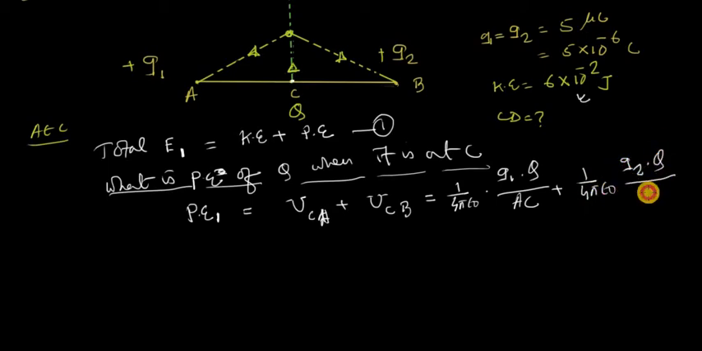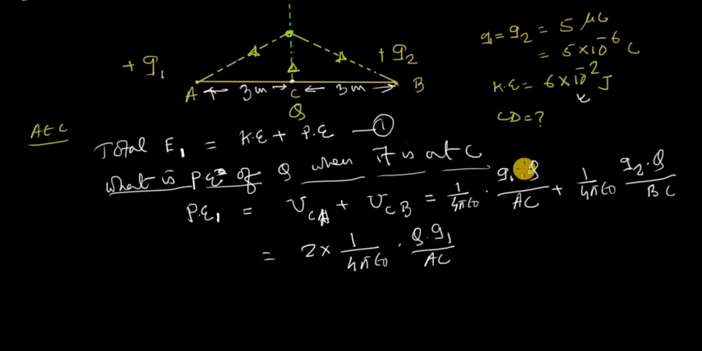again 1 by 4 pi epsilon naught, Q2 into Q by BC. Since AC and BC are both 3 meter, because AB is 6 meter, these are 3 each. So AC is equal to BC and Q1 is equal to Q2. So it is now converted into 2 into 1 by 4 pi epsilon naught, Q into Q1 by AC, because Q1 and Q2 are equal, and AC and BC are equal. That means these two terms are equal, so the sum of the two terms is twice any one term.